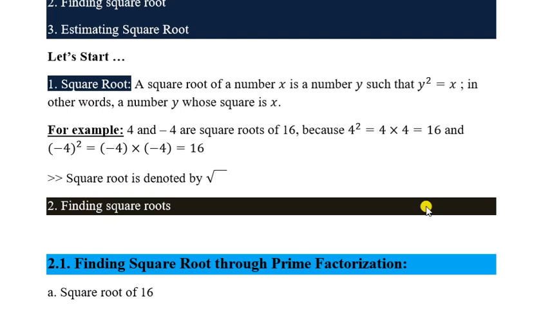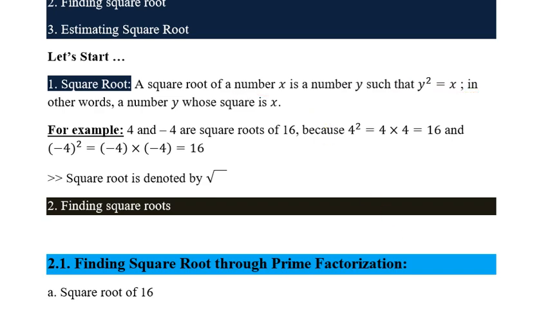Just one definition we have given here: a square root of a number x is a number y such that y squared equals x. In other words, we can say a number y whose square is x. If we explain with an example, then only you can understand.